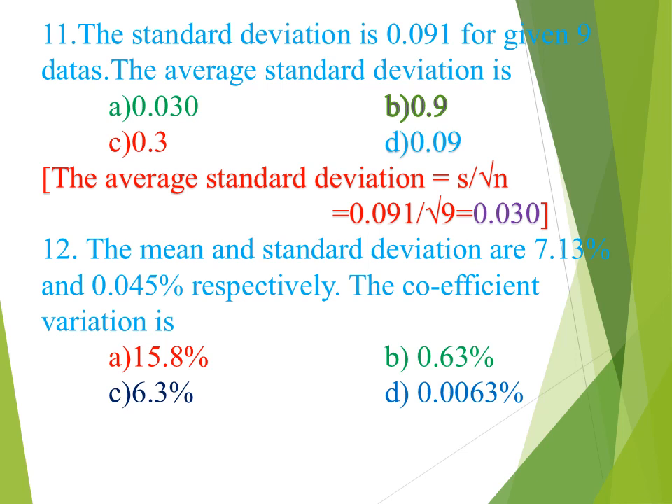The mean and standard deviation are 7.13% and 0.05% respectively. The coefficient of variation, the option is B. The correct answer B, 0.63%. The explanation is given in the previous slide.